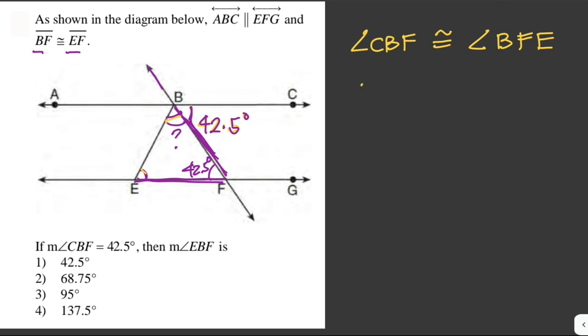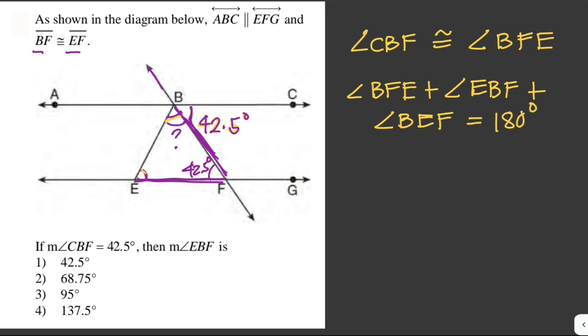That is angle BFE plus angle EBF plus angle BEF is equal to 180 degrees, since the total measure of the angles in a triangle is equal to 180 degrees. And angle BEF is congruent to angle EBF because the triangle is an isosceles triangle. So we can solve for the measure of angle EBF here.